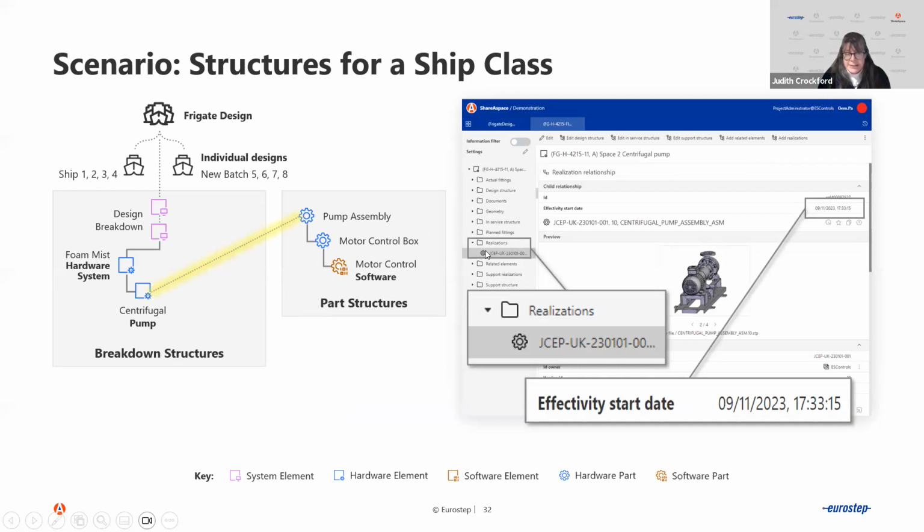So here we're starting to get into some of those effectivities I'm talking about. There is a realization relationship between the pump in the breakdown structure and the pump part in the part structure. And you can see there is an effectivity on this. So this was a realization from this date. And you can put all sorts of other information onto this relationship, but that's the important one from this point of view, or from this webinar. There is an effectivity start date, and because there's no end date, you know it's still effective.